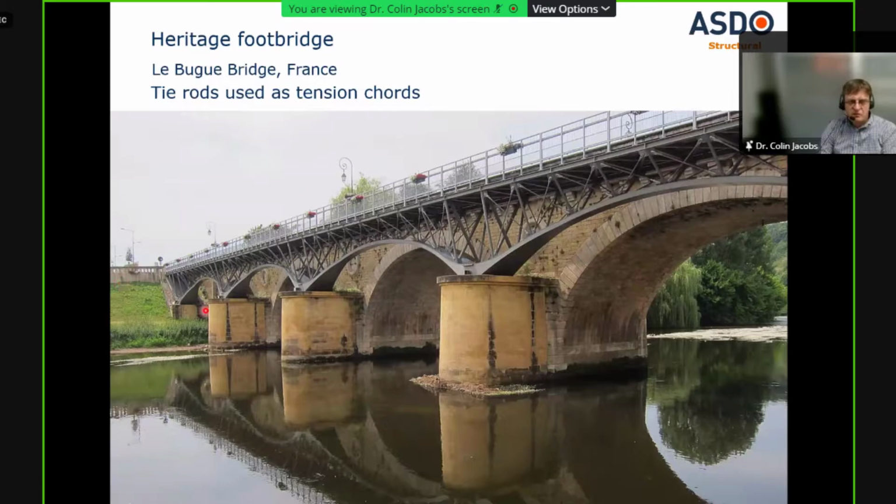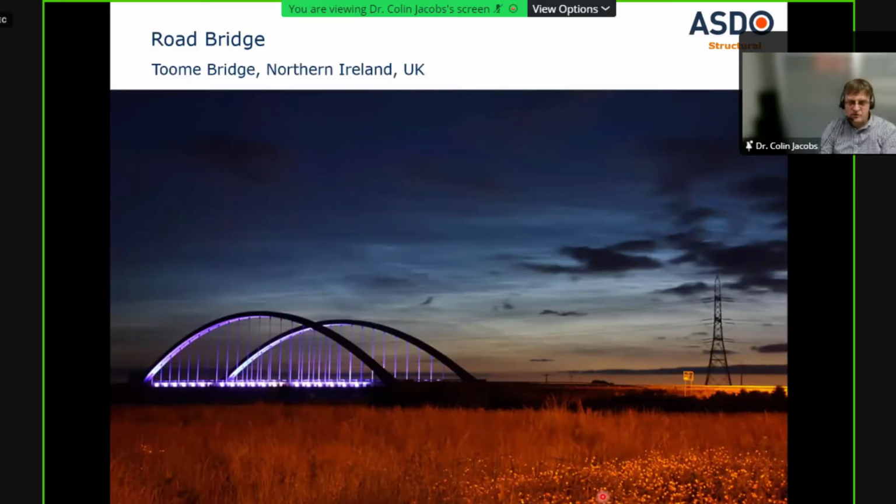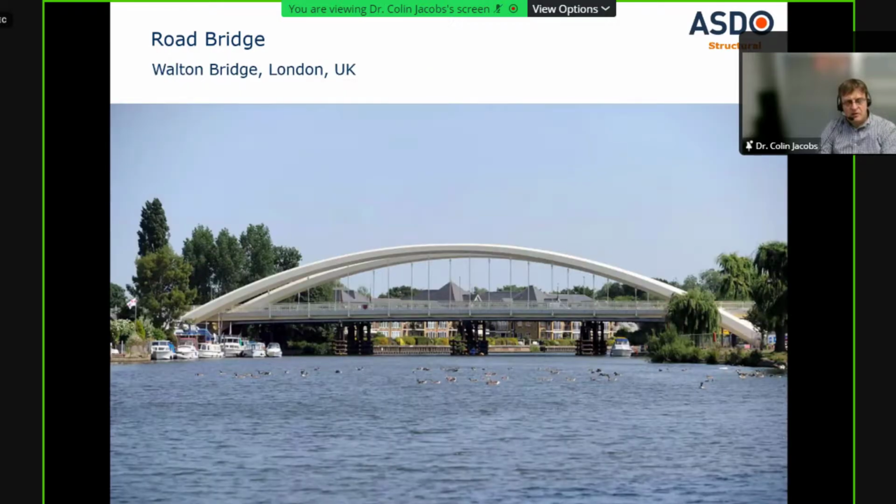And sometimes, really, it's the style of a bridge. It has to fit in with its surroundings. So here you can see all our tie rods on this bridge next to a fairly old masonry arch bridge in France. We do lots of road bridges, as you'd expect. There's one in Ireland, one in London. Again, these allow just elegant structures to be built, and this, I think, quite nicely fits in with its environment and blends in very nicely.